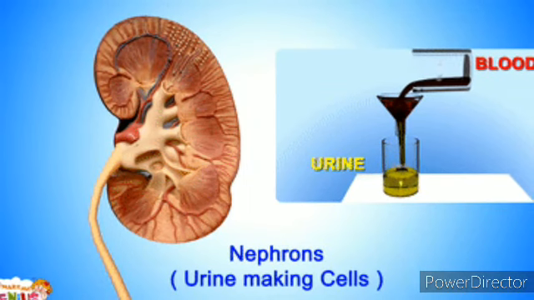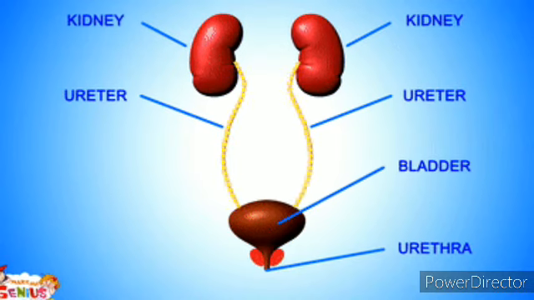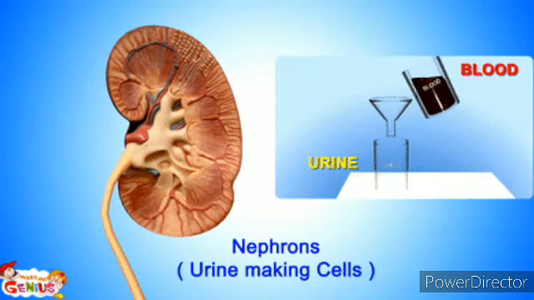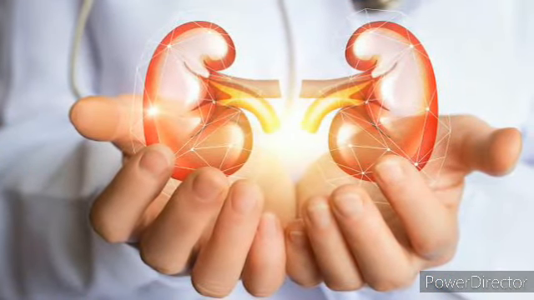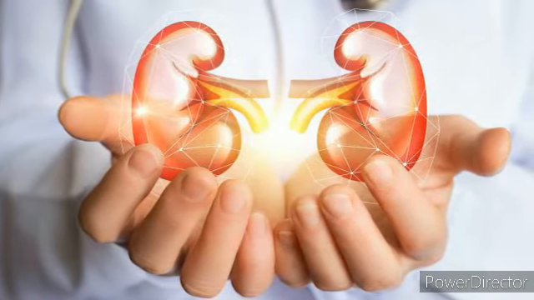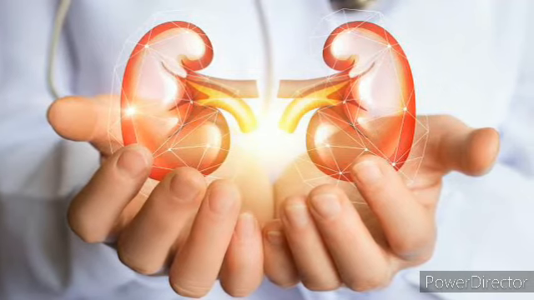The clean blood leaves the kidneys and continues its circulation in the body. The waste is removed by the kidneys in the form of urine. A healthy human being passes out about 1.5 to 2.5 liters of urine every day. The kidneys must function properly to keep the body healthy.